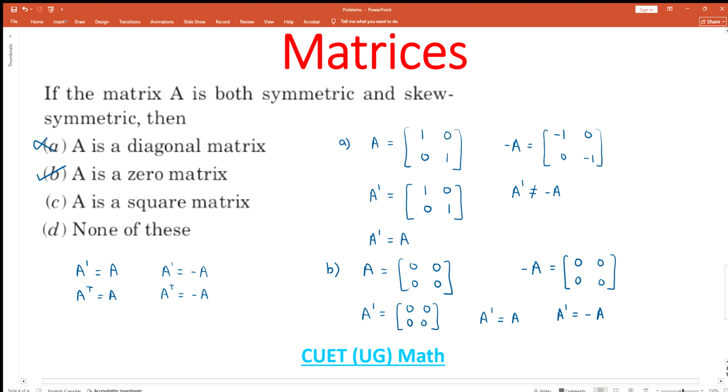Option C cannot be correct because option C is A is a square matrix, and we found in part A that the square matrix 1 0 0 1 is not both symmetric and skew symmetric. Therefore, the answer should be option B. So these are the steps you have to keep in mind to solve this type of problem.